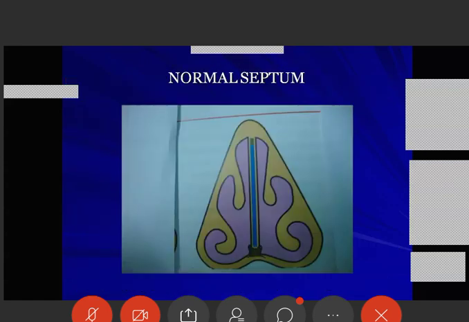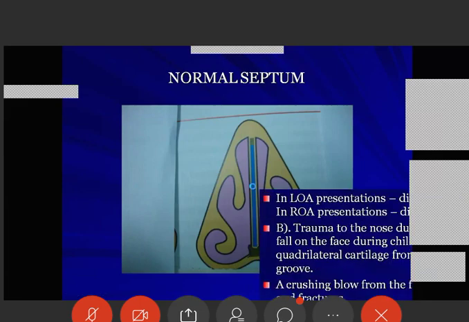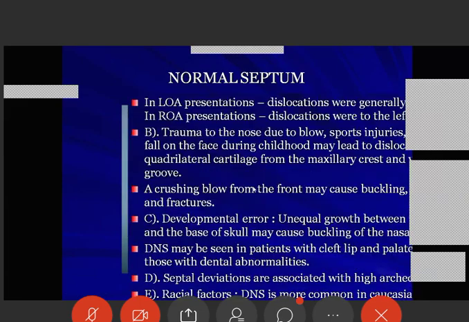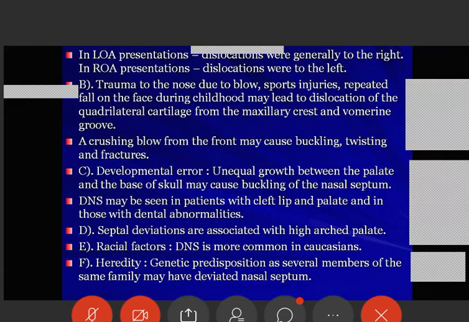So the normal septum will be like this. See, this is the septum and these are the turbinates. This is the anterior most part or the columellar part and this is the septum proper. In left occipito-anterior presentations, the dislocations were generally to the right. And in right occipito-anterior presentations, the dislocations were to the left. So that is the birth molding theory.